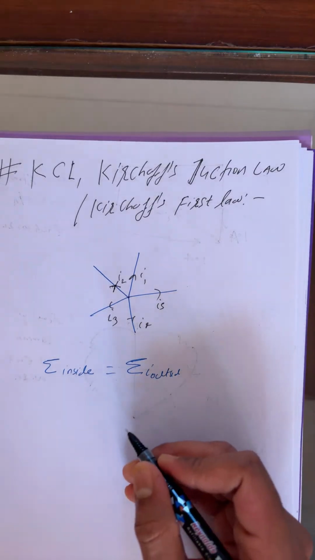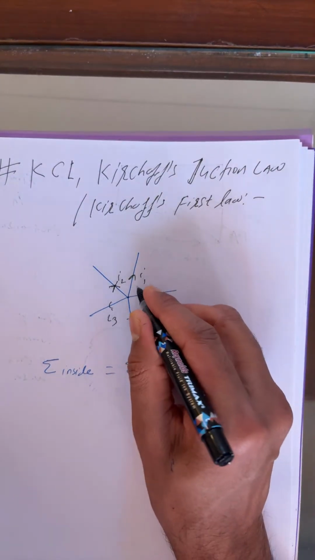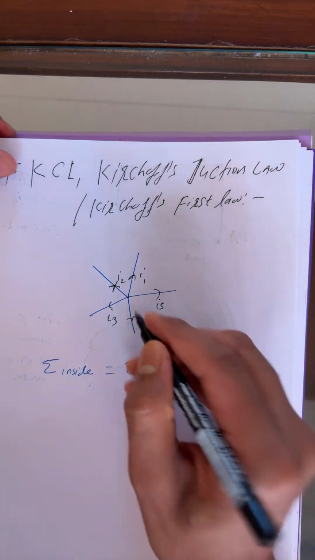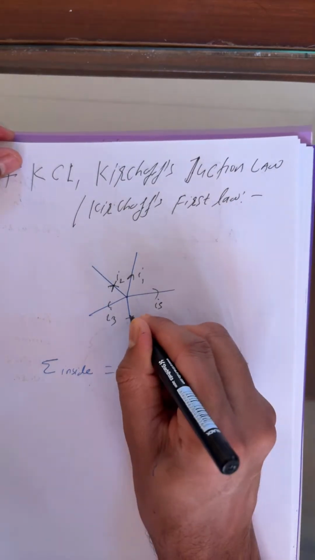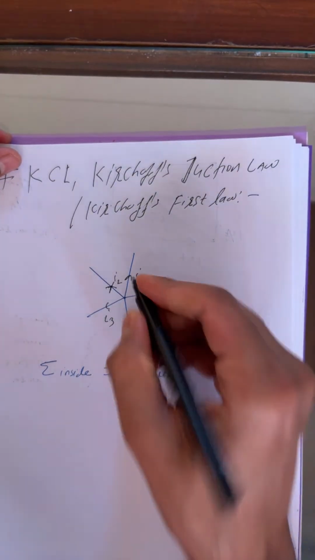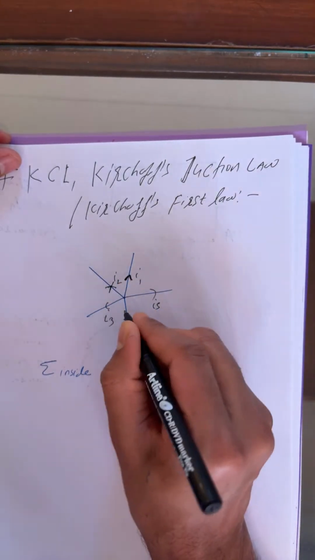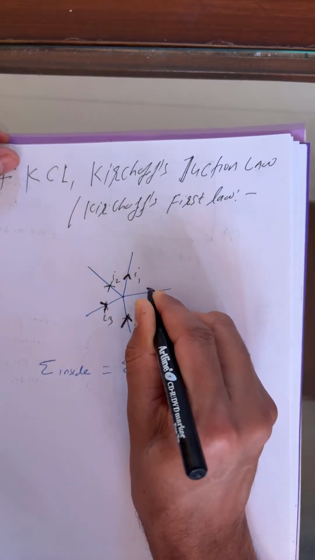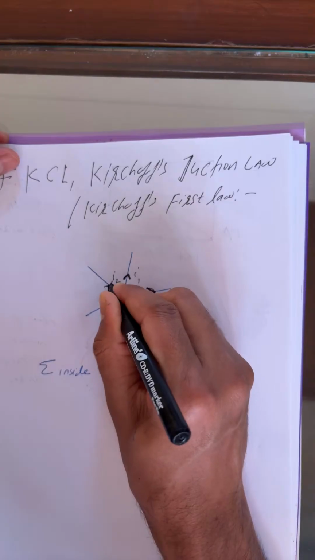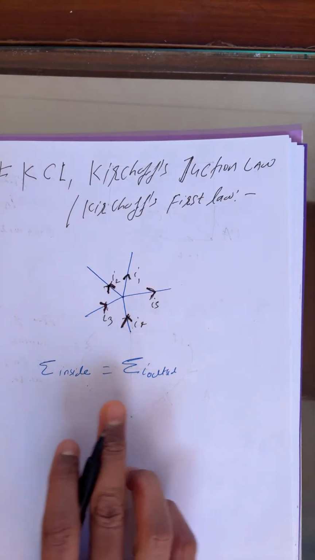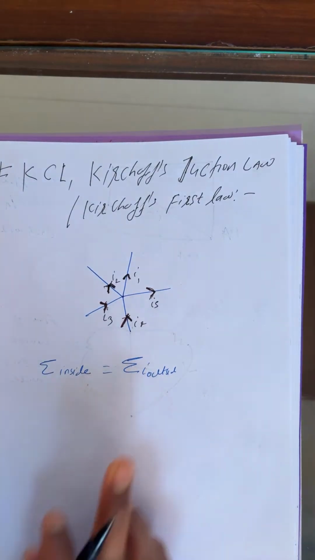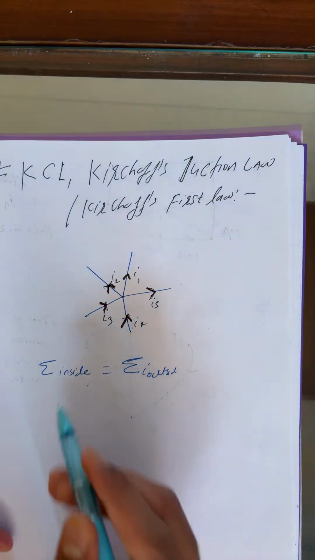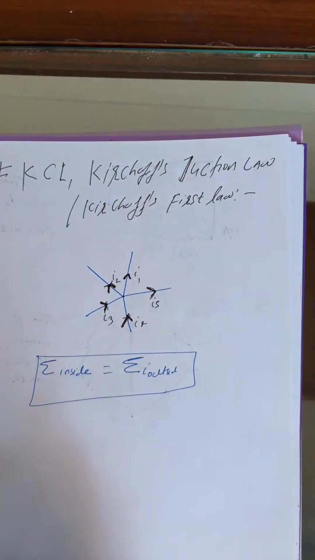To think about it better, let us suppose I want to highlight this point. You can think this current I1 is going in, this is going out. This current is in the inward direction, and this is going out, in the outward direction. So keep in mind that the summation of current inside is equal to the summation of current going outside. Simple. You can apply and keep this concept in your mind.